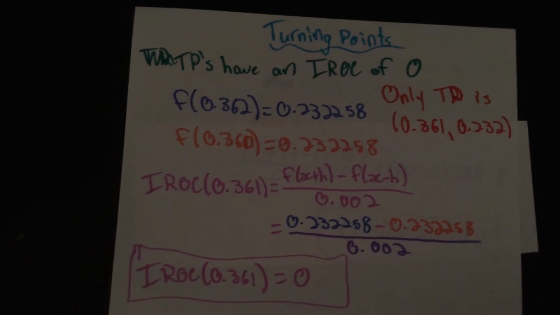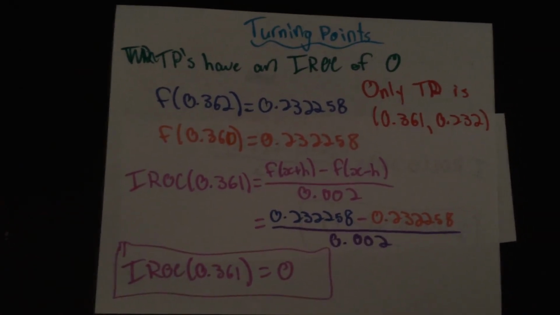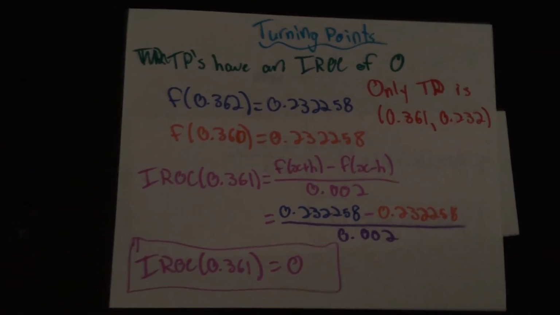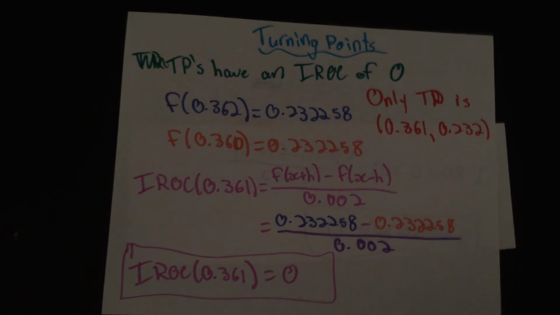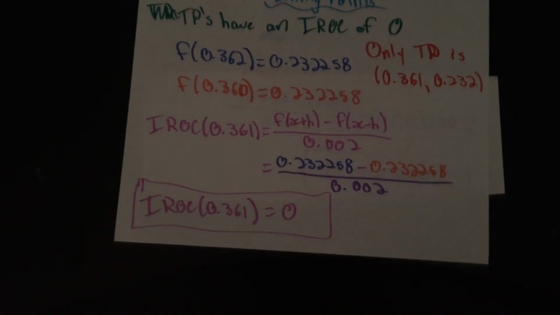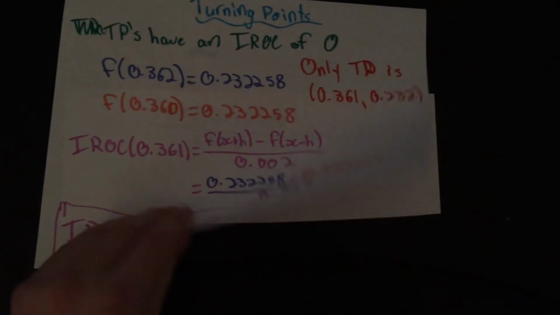The only turning point for this function is found at the point 0.361 and 0.232. That's the x and y. This is found by subbing in x values just prior and after the x value in the turning point, and finding that it gives an IROC of 0. Therefore, it is a turning point and it is the only turning point.